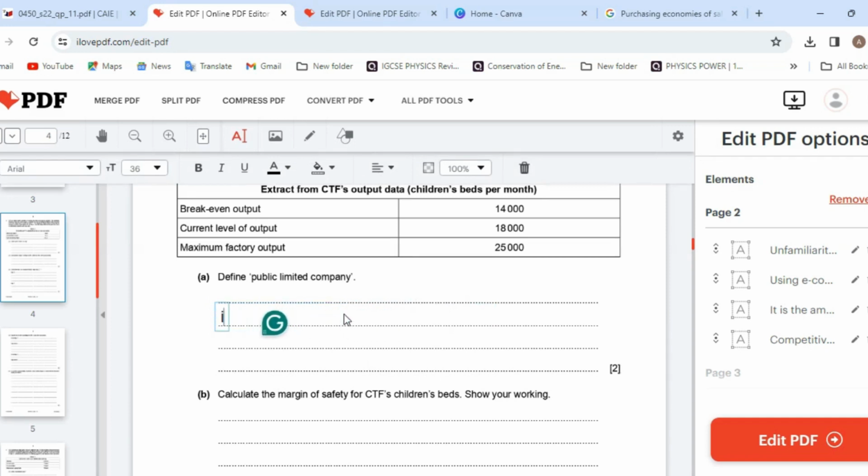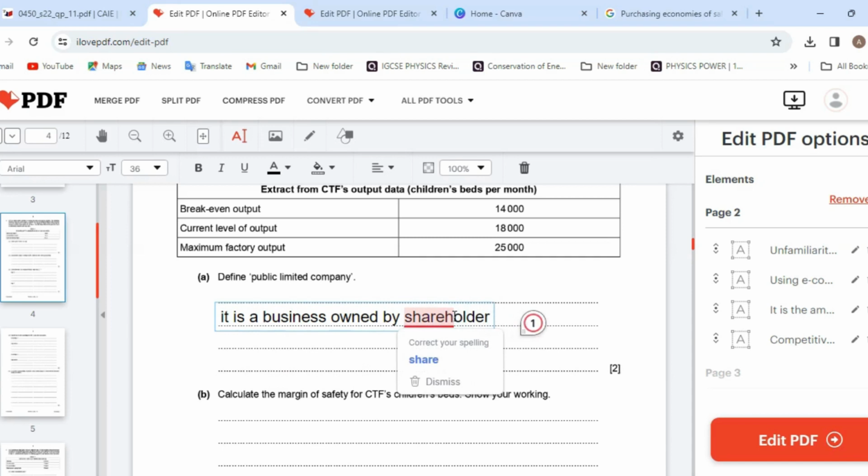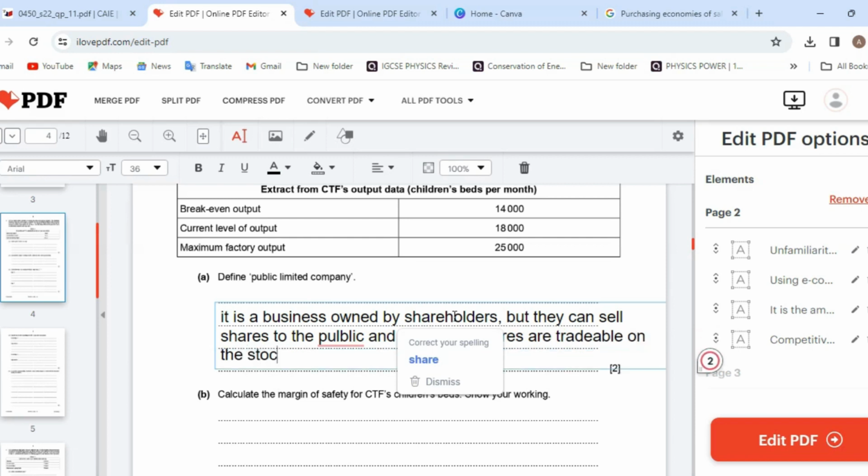It is a business owned by shareholders, but they can sell shares to the public, and their shares are tradable on the stock exchange market.